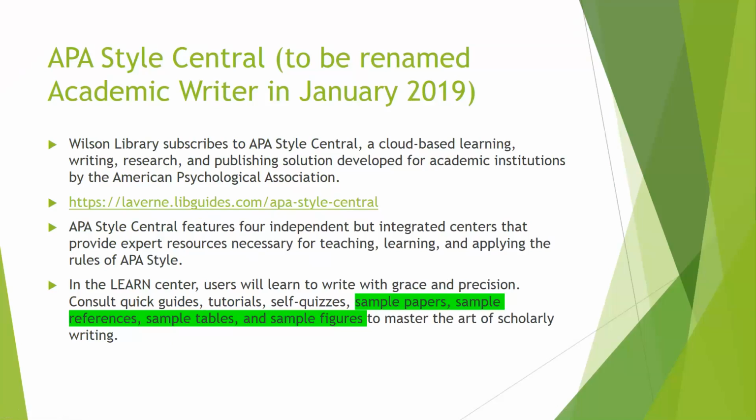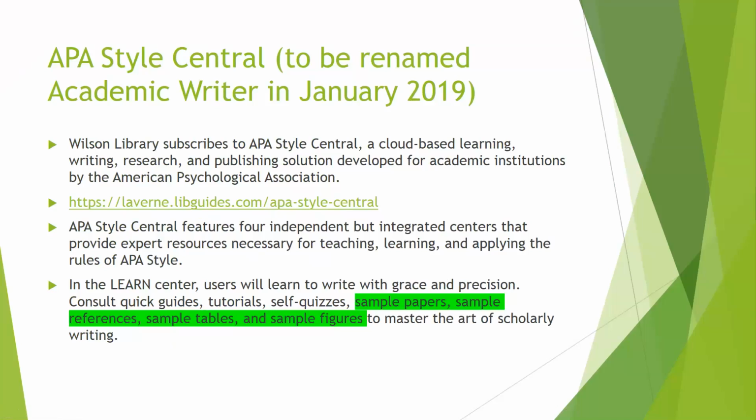There are actually 4 different independent centers within APA Style Central. They're necessary to be able to teach, learn, and apply the rules of APA. It might be a little bit of an initial investment for you to learn it. They do have tutorials, like so many tutorials, which I'll show you. But once you get the hang of it, I think you'll find that it's really, really helpful. Again, there are 4 different centers, and we'll go over 3 of them. We're not going to go over the Publish one today because obviously we're not ready to publish a paper. But we will definitely be going over the Learn, Research, and Write centers.